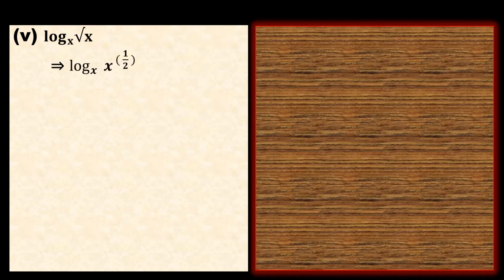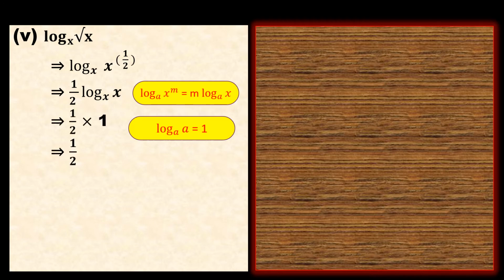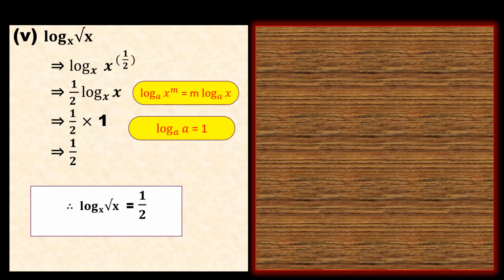So I can write root x as x power 1 by 2. Now this 1 by 2 will be shifted to the front, based on your formula. Power will go front. As both base and power are equal, its value is 1. So 1 by 2 into 1 is 1 by 2 only. So your answer is 1 by 2. Clear? These formulas, these properties, are very important. If you are perfect with these properties, then you can easily solve any type of problem.